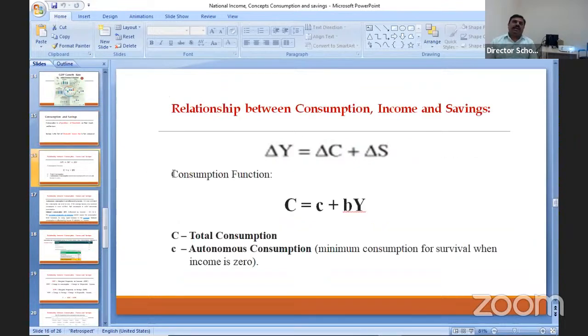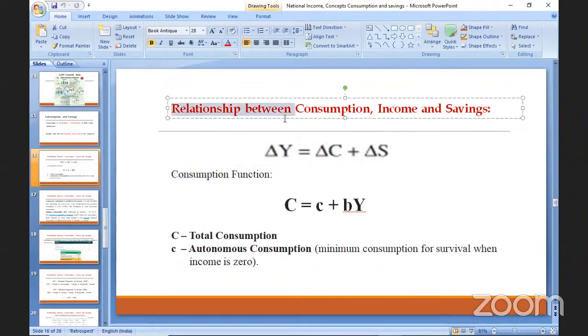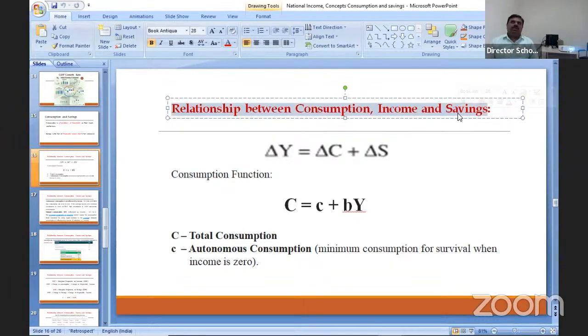So the next thing is the relationship between consumption, income, and savings. Very important thing, the relationship between consumption, income, and savings.